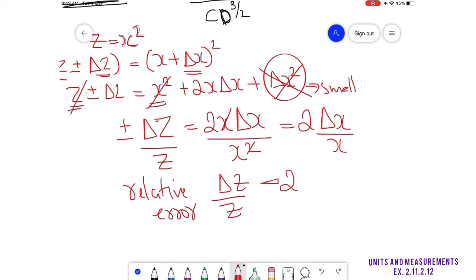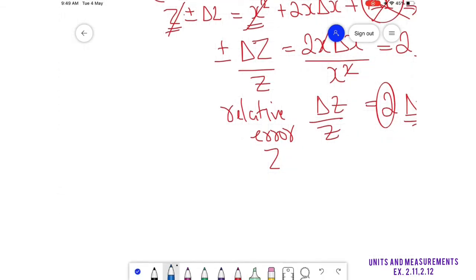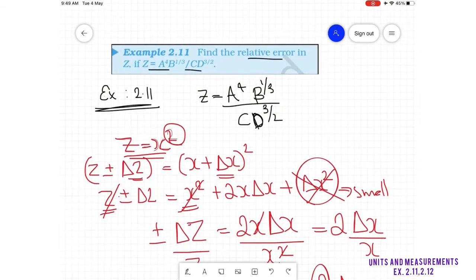So if you have a power, all you have to do is write it as a constant and then do the relative error. The power 2 becomes a constant times the relative error of X. Suppose we have an equation Z equal to X power N. Then the answer will be delta Z by Z equal to N times delta X by X. Delta X by X is the relative error.